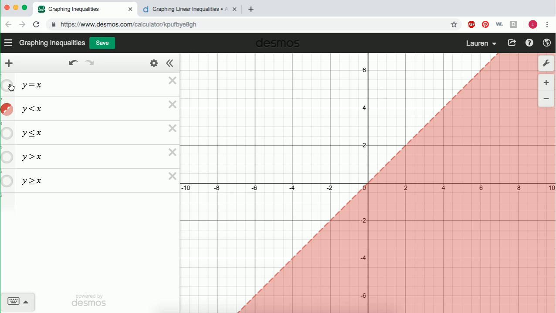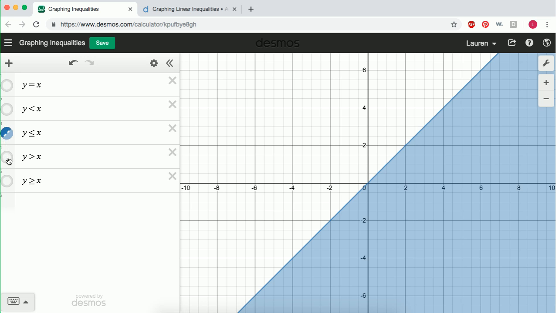We have what is called the boundary line of this inequality as a dashed line, since all points on this line have y-coordinates that are equal to their x-coordinate, and therefore do not satisfy the inequality y less than x. So points on this line are not solutions. However, if we select y less than or equal to x, we see that the dashed line has turned into a solid line, since the points on the line are solutions to y less than or equal to x.